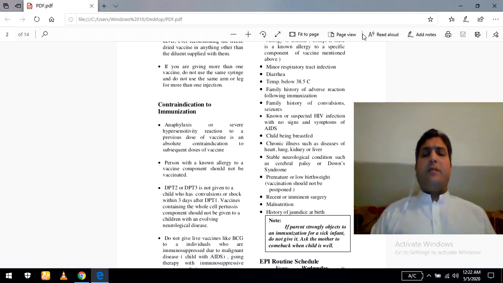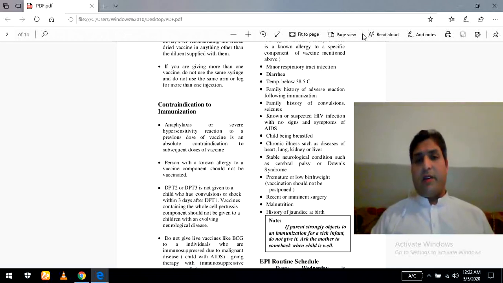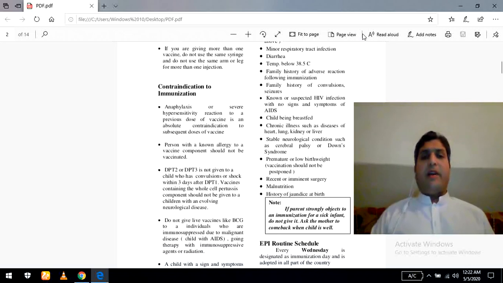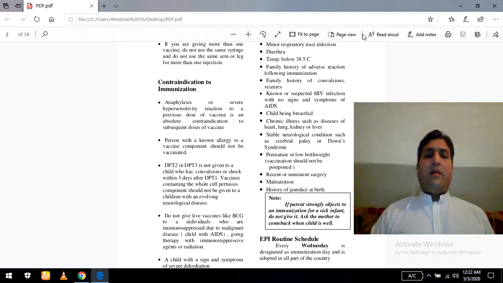Anyhow, sometimes some persons show an allergic response to a certain vaccine component. So this is also a condition where we have to avoid that specific vaccine. The next thing is, if some person shows an allergic response to a vaccine component, obviously that vaccine should be avoided.